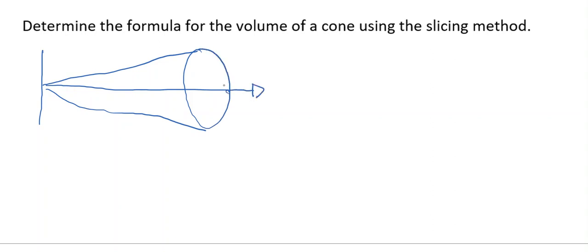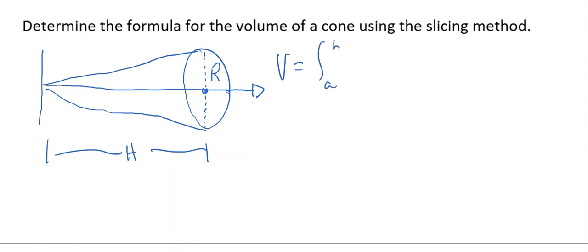Okay, x-axis. And let's say that it has, so here would be the diameter. And so it has a height of h. And it has a radius of r. We know that to find the volume, we have a formula. The integral from a to b times the cross-sectional area, A of x, dx.